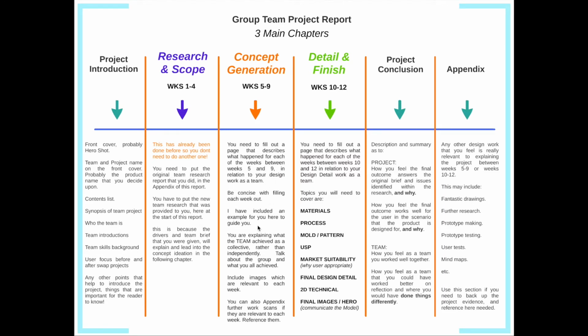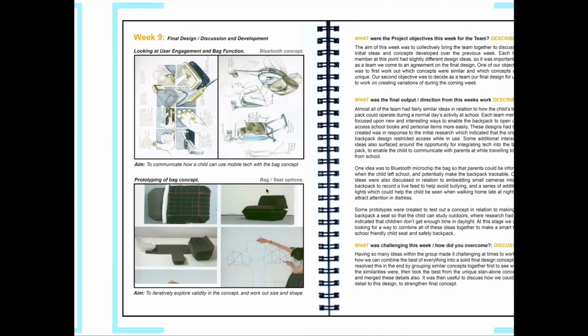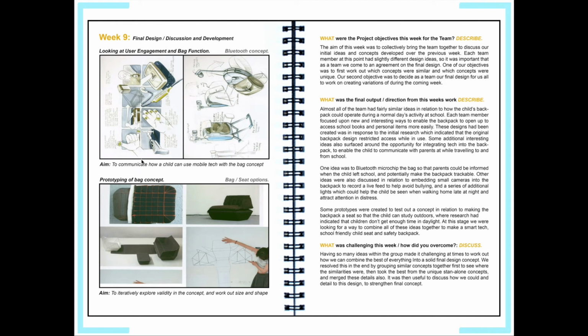You need to be concise when you fill it out and include images that are relevant to each of the weeks. So here, I've given you another example. So in week 9, it was final design, discussion and development. And the group were looking at user engagement and bag function, for example, and a Bluetooth concept. So here I've got a couple of images of what the group potentially were working on that week and a description of what they are down below.